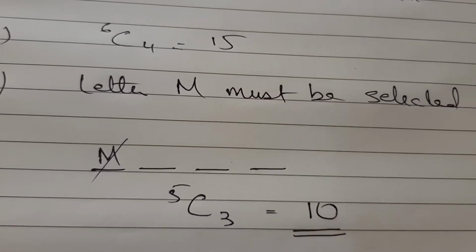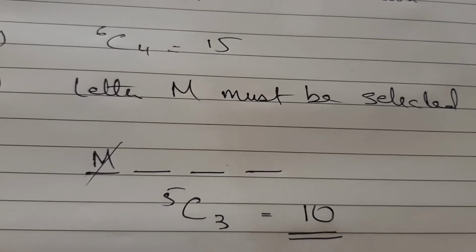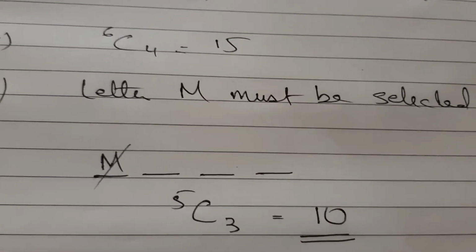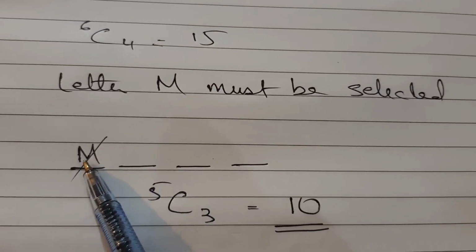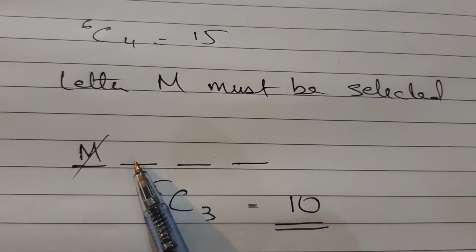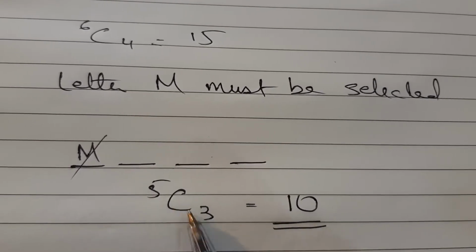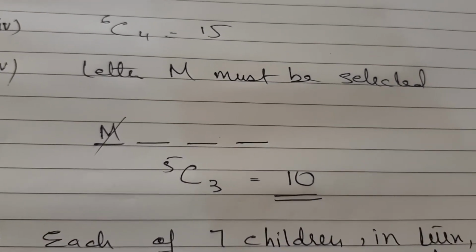But here we are not using it. Why? Because this is a selection. We are not talking about first place, second position, or third place. So M is selected. Now the remaining 3 have to be selected from 5. So 5C3. So the answer is 10.